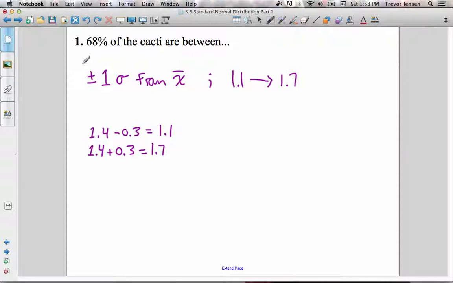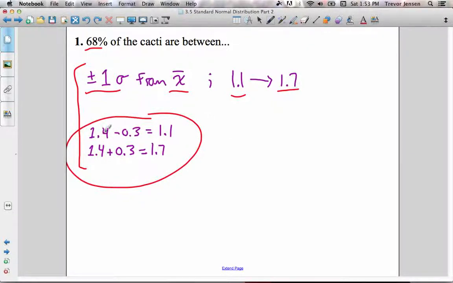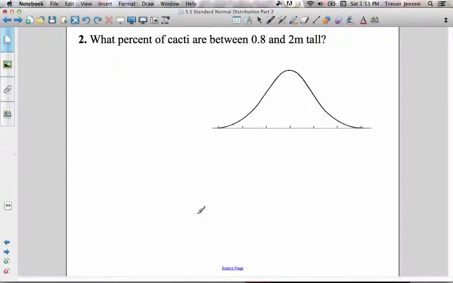And here's the calculation doing it mathematically instead of using the diagram. We know 68% of the cacti are going to be within plus or minus one standard deviation from the mean, so that's between 1.1 and 1.7. And here's the calculation right here, showing us subtracting 0.3 and adding 0.3 from our mean to get those boundaries.